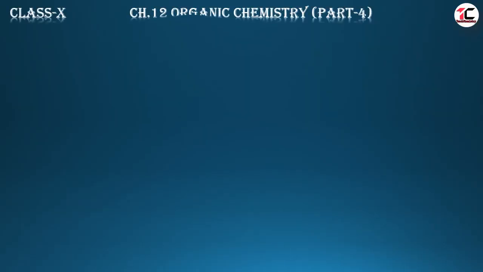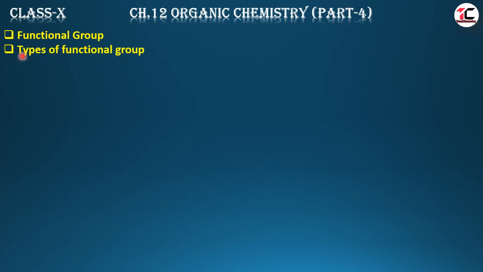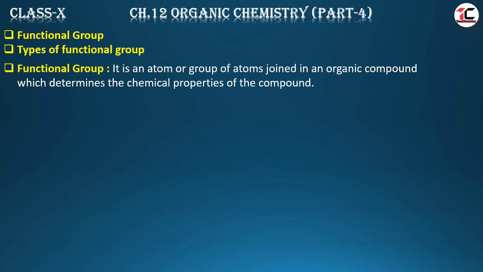Hello students, today I am going to explain to you about the functional group and we will see the types of functional group. What is a functional group? It is an atom or group of atoms joined in an organic compound which determines the chemical properties and reactivity of that compound. As its name is functional, here is function, that means it determines the function of that compound. That's why it is called a functional group.